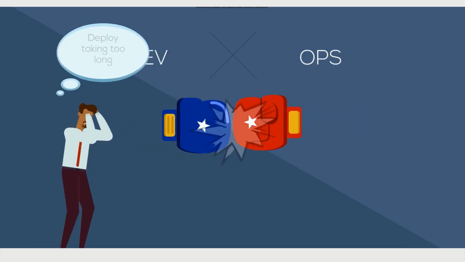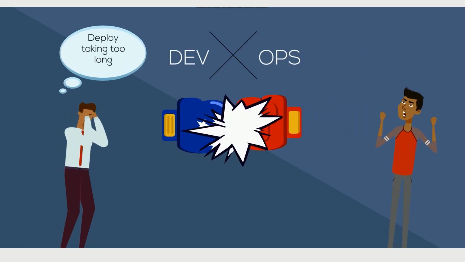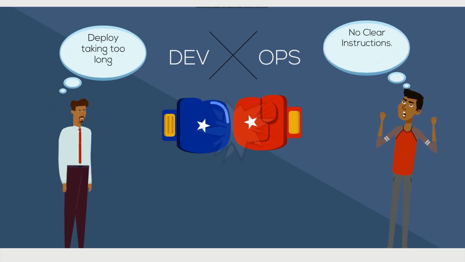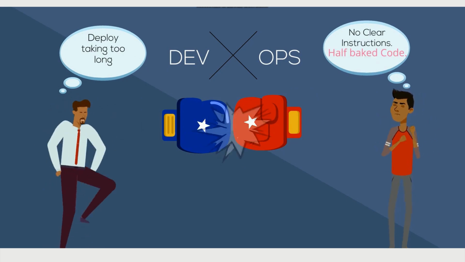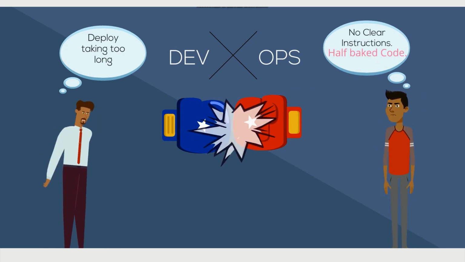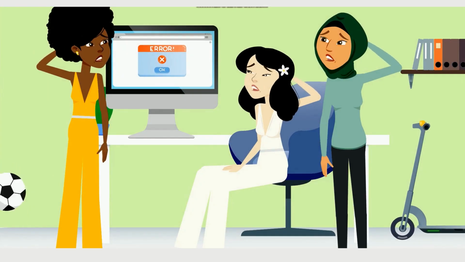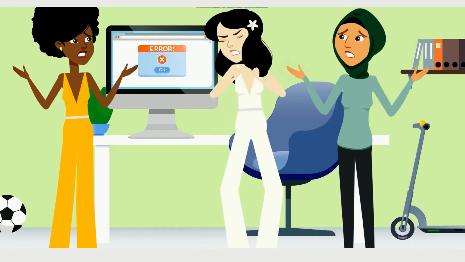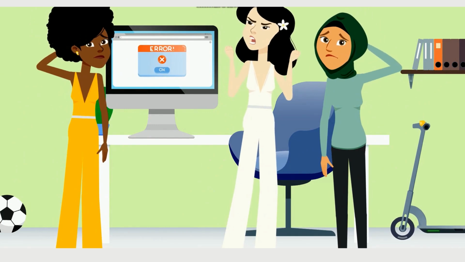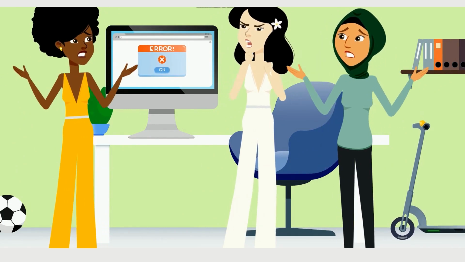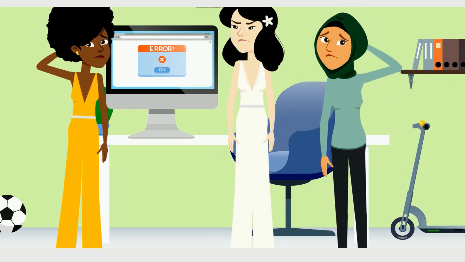Developers complain about delay in deployments. Ops team complains about unclear instructions and tossing their work over the wall. Emma has existing customers who want to use the app, but there are frequent delays and errors. Emma is not so happy.